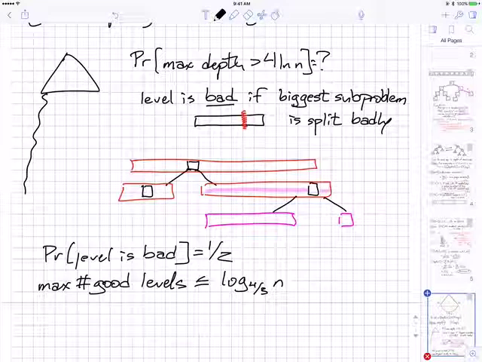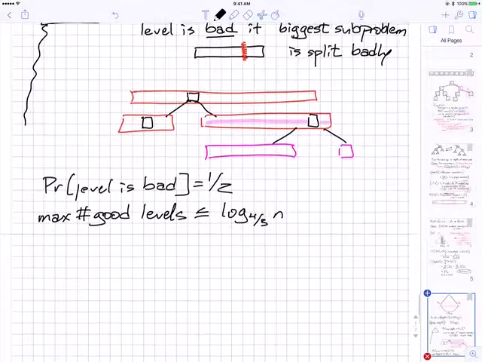Because every time I have a good level, the largest subproblem on that level decreases in size by a factor of 3/4, right? It gets reduced by 25%. Which means after I've multiplied my original problem of size n by 3/4 this many times, I'm going to be left with only a level where the largest subproblem has size 1. And the tree can't get any deeper than that.